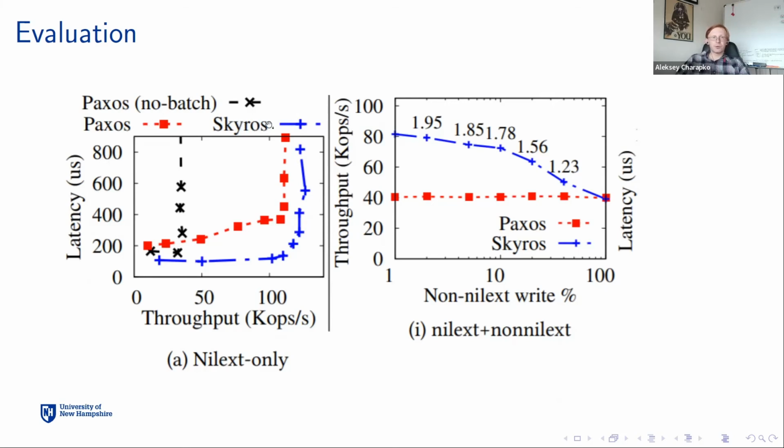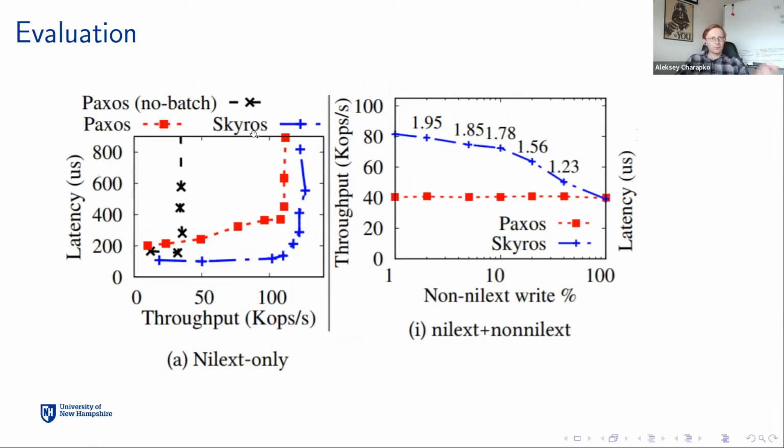Their system, Skirus, is batched in the sense that the leader is going to wait for some number of operations to accumulate in a durable log before it will transfer them into the consensus log and run the Paxos protocol, the instant replication protocol, to commit them in the consensus log.